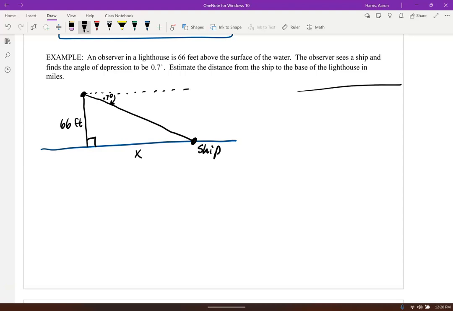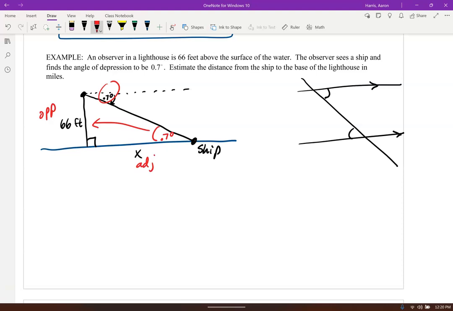Well, if you remember from geometry, if you've got two parallel lines and a line cutting through those, here, let me mark them, they're both parallel, you have alternate interior angles equal. So if this is 0.7 degrees, then this is 0.7 degrees as well, right there. And so now I have a reference angle that I can use. Here's my opposite side, this one's my adjacent side. I'm going to pick the old tangent.